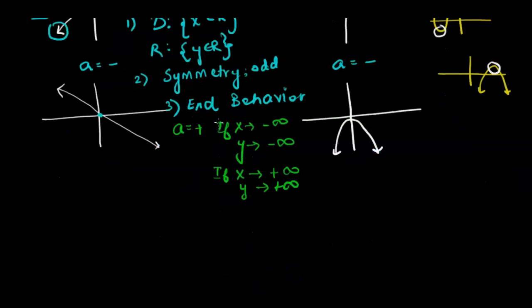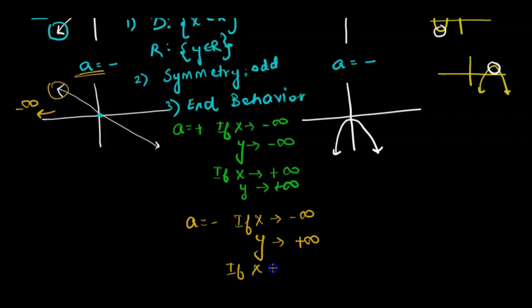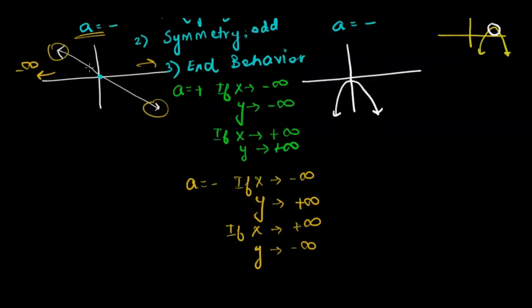Now for the end behavior when a is negative, that is this graph: when x approaches negative infinity, y is going up, so y approaches positive infinity. And if x approaches positive infinity, that is this section, y approaches negative infinity. So x is always defined by the left and right side of the graph, and y is defined by the up and down of the graph. Therefore, if the ending arrows of the graph are in the first or second quadrant, we write positive infinity. If they are in the third or fourth quadrant, we write negative infinity.